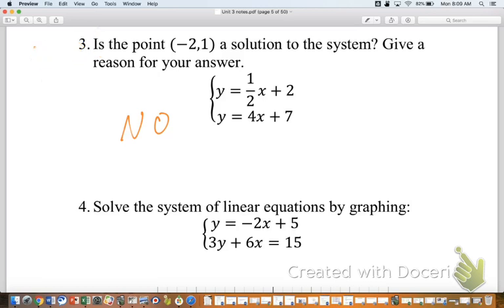Okay, so if we're going to confirm or deny Coy's idea, we need to have a way of doing that. So what do I do with that -2, 1? Coy? Plug it into the equation. Yeah, in both lines, right? Not just one. You're going to get both.